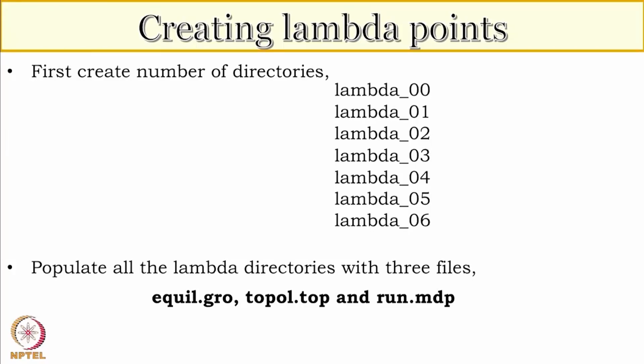Yeah. And now we have to populate all these lambda directories. What we need is the GRO file from the equilibration, the topology file, and the run.mdp file.